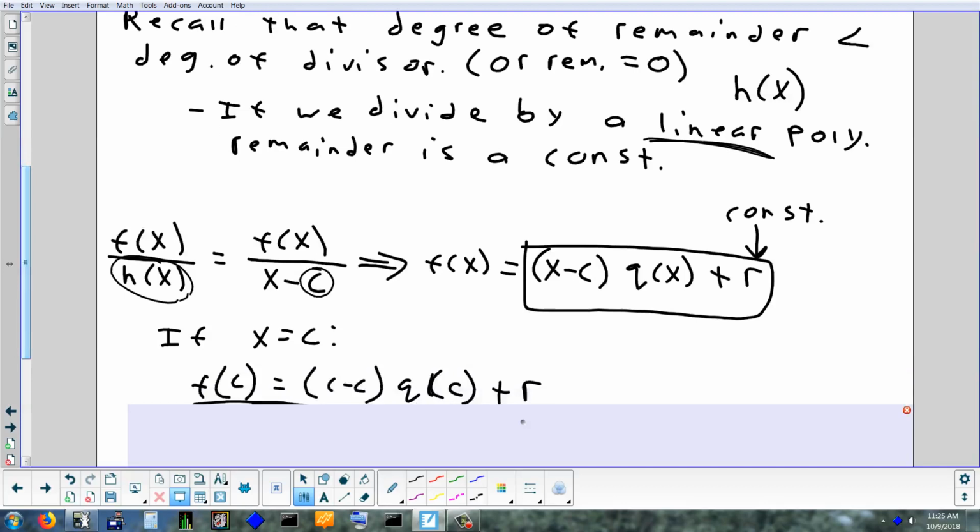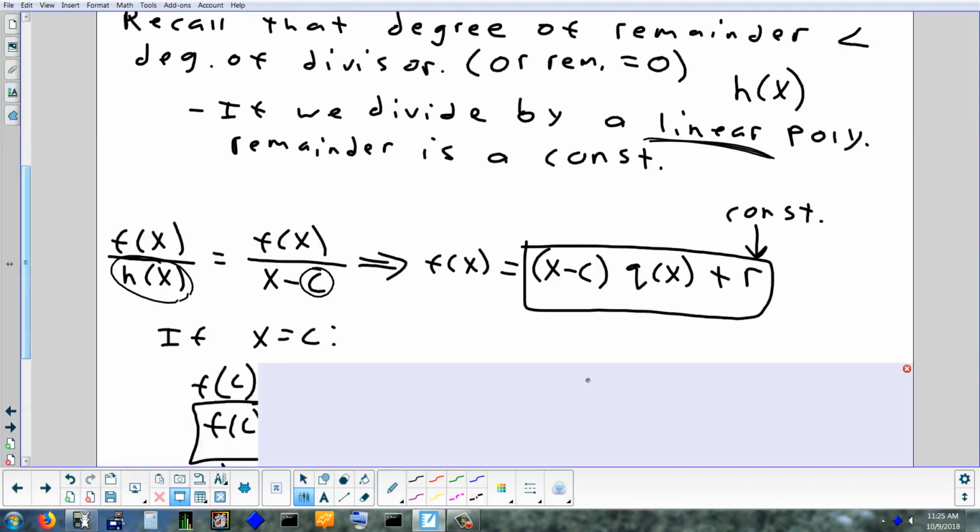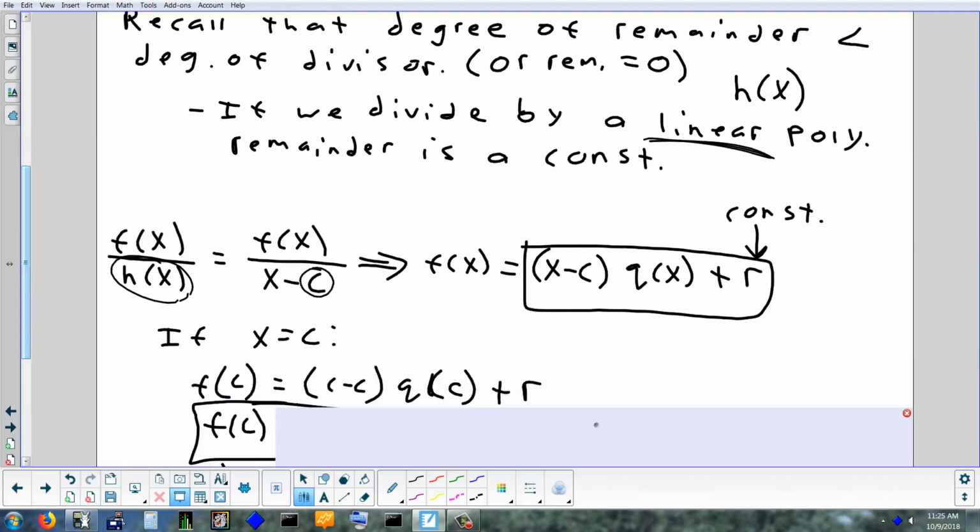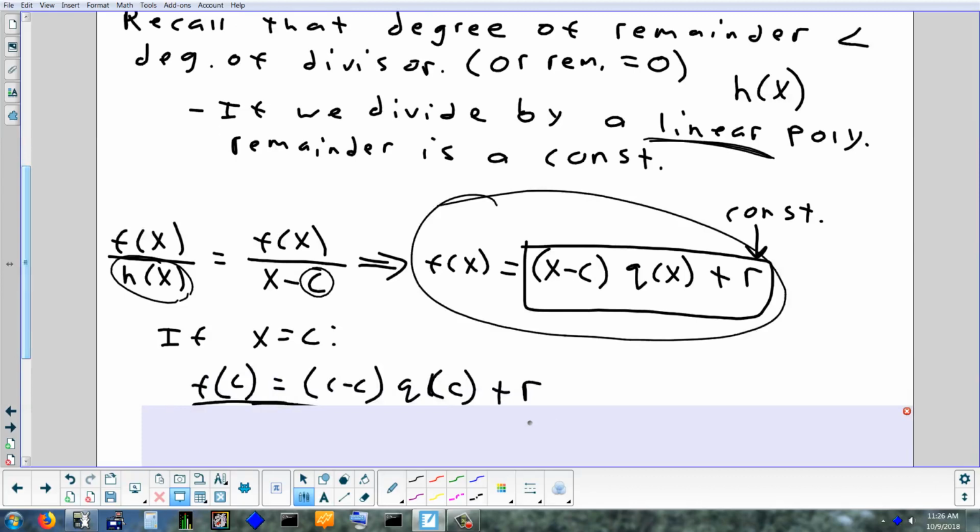Let's write it out and see what happens. So if we change all the x's to c's in this right here, we get f of c equals c minus c, and that's the important part. Something's going to happen there. c minus c times q of c plus r. Now, with r, it's just a constant. There's nowhere to plug in a variable for r.